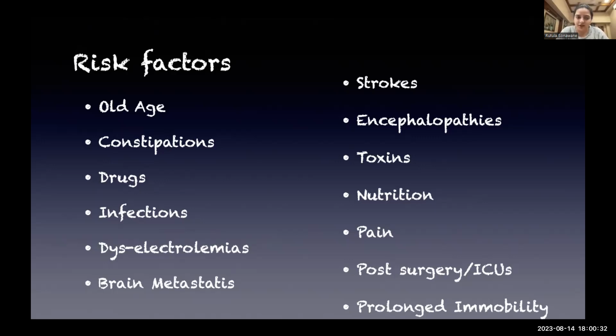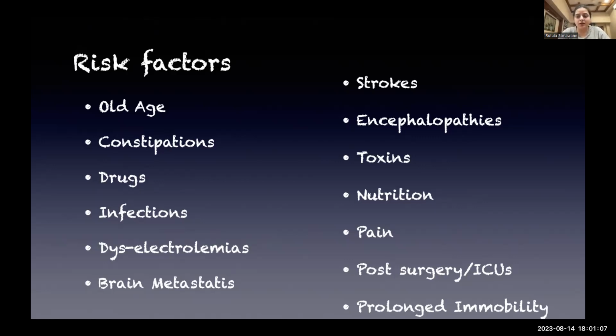So various infections, especially CNS infections, would be a risk factor for developing delirium. You have your dyslipidemia. So almost all of them would cause some sort of delirious episodes in the patients. Brain metastasis, stroke, or encephalopathy. So anything that is affecting the brain parenchyma would lead to delirium. You have your toxins, nutrition deficiencies, sometimes even severe pain may lead to delirious episodes.